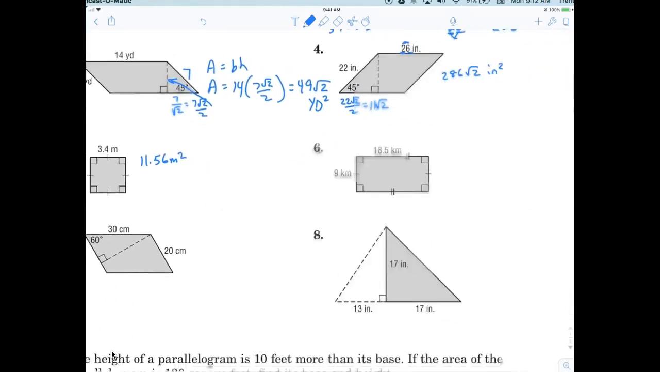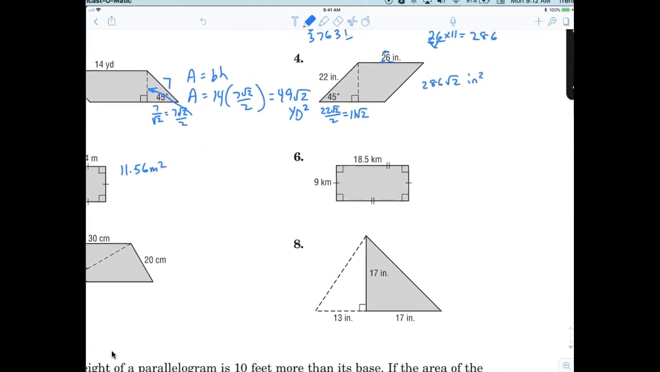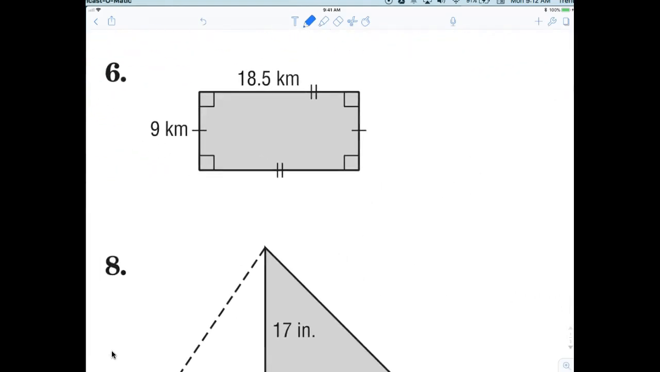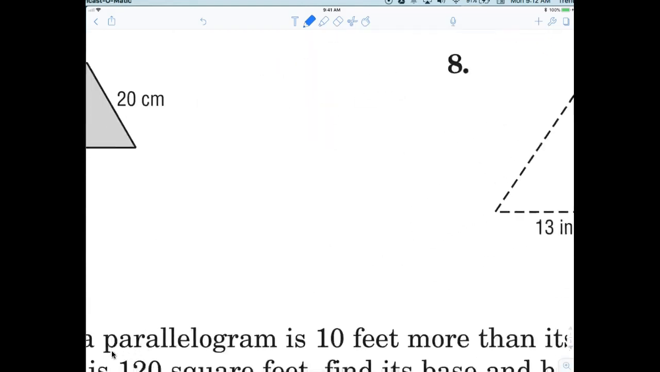All right. So moving. All right, here we go. Help me out. 166.5. Double check it. 166 kilometers. All right. Very easy. Very easy. All right. Moving over here.